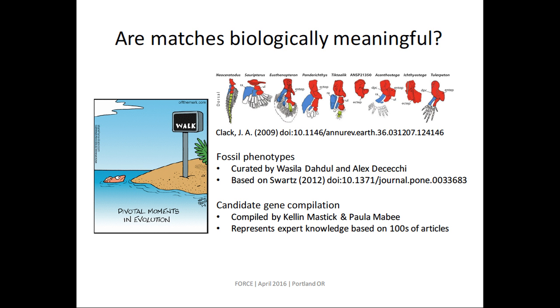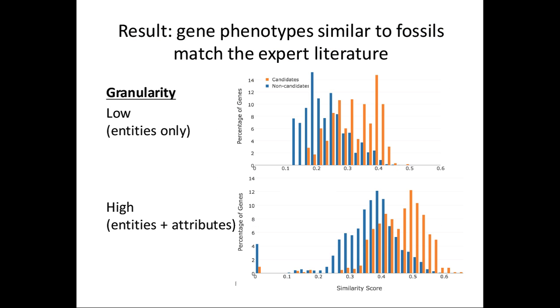And from the work of Kellen Mastick, we have hundreds of articles that have been curated so that we have the expert knowledge of what the candidate genes that have been proposed by developmental biologists are. So we kind of have the knowledge in the literature that we'd like to be able to recreate, just knowing the fossil phenotypes, just knowing the model organism phenotype. So can we generate hypotheses that are realistic and useful? That's our test case. And so that the happy consequence is that overall we can.